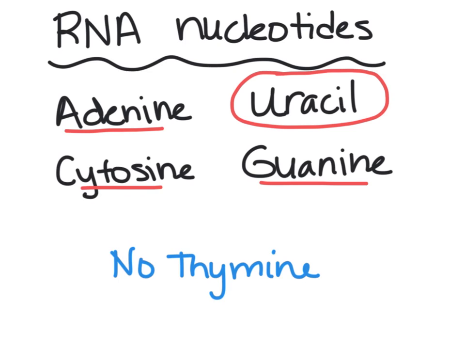Adenine will bond with uracil, cytosine and guanine still bond together. Uracil is also a pyrimidine in its chemical composition.